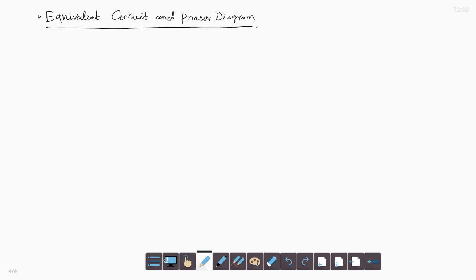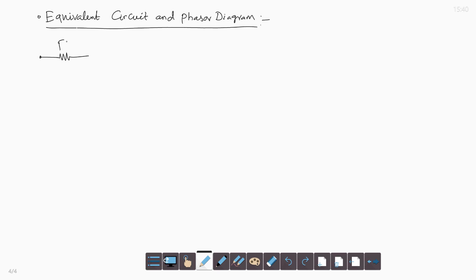Okay. Next, let us consider the equivalent circuit and phasor diagram. Previous diagrams were space phasor diagrams, space vector diagrams, but now we will draw the phasor diagram. So, first we will draw the equivalent circuit.